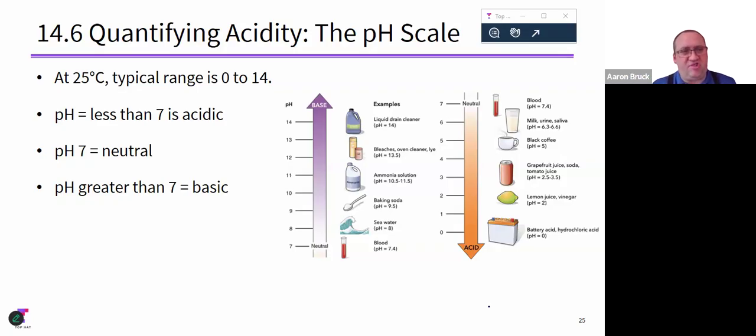So just some general kinds of ideas here. If we're at 25 degrees Celsius, the typical range for the pH scale is 0 to 14. 0 would be extremely acidic. We're talking about things like 1 molar hydrochloric acid or greater. We're talking about things like battery acid that you would find in your car. That battery acid is sulfuric acid.